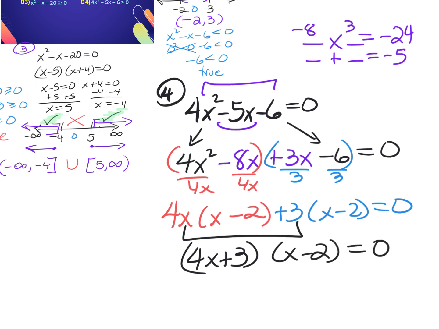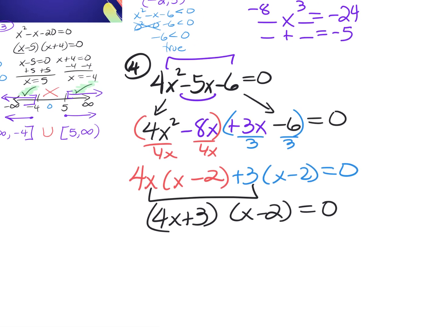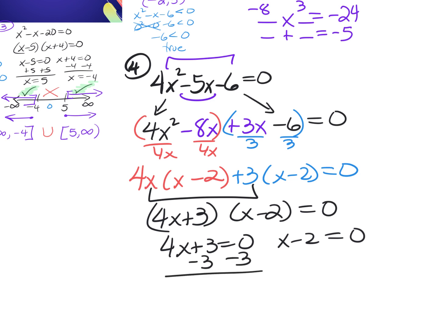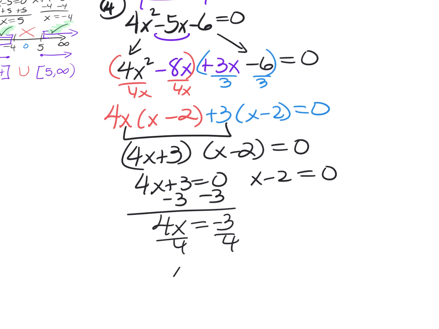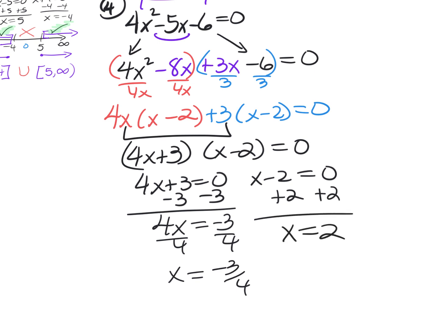And now set each of the binomials equal to 0. And this will be the numbers that I will put on my number line. 4x plus 3 equals 0. X minus 2 equals 0. Solve each one. Subtract the 3. 4x equals negative 3. Divide by 4. And my first breaking point on my number line will be negative 3/4. Over here, add the 2. X equals 2.